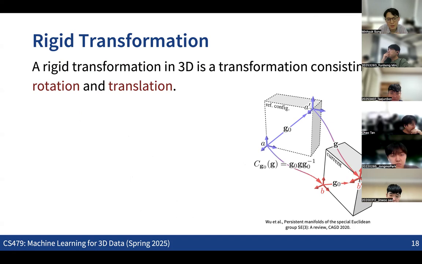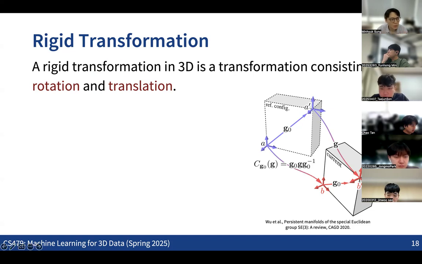So when you talk about a locally rigid deformation as much as possible, it basically means that we don't want to make any stretching or scaling of the shapes. We want every part of the 3D shape to undergo a rigid transformation, which means that we only have rotation and translation for each part. That's the meaning of the rigid transformation.